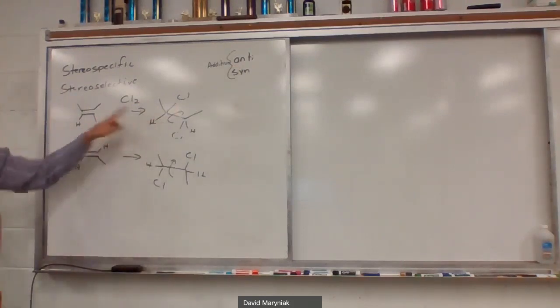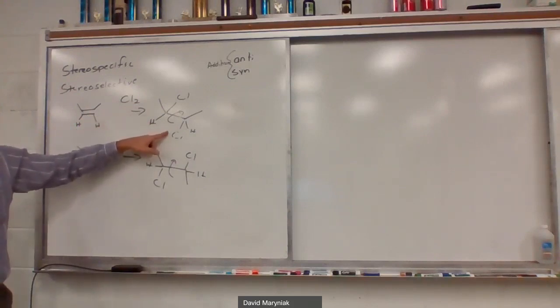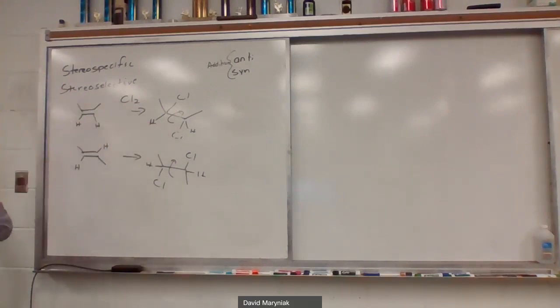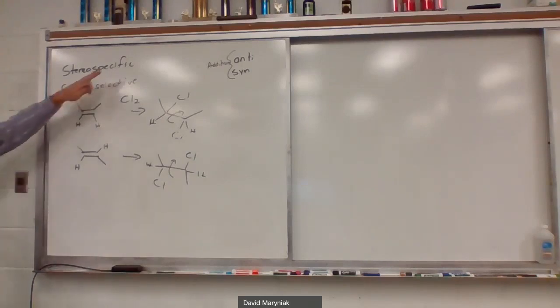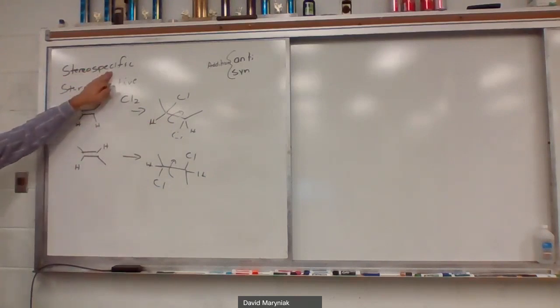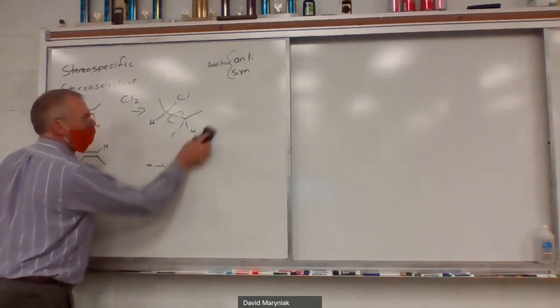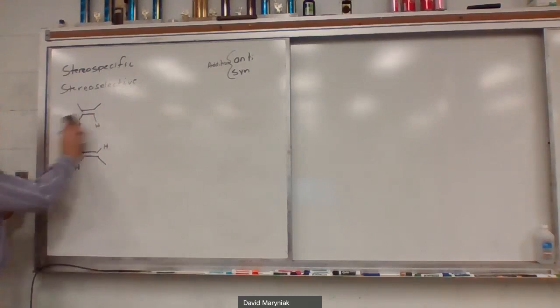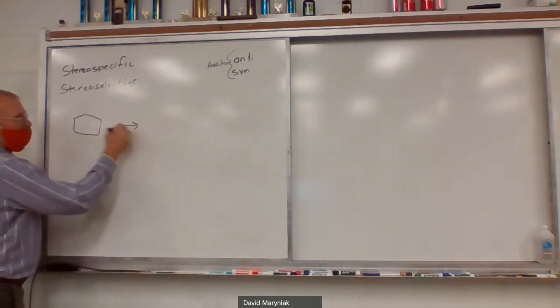If it occurred some anti and some syn, but one or the other was favored, then the process would be stereoselective, meaning you get some of each, but you get a predominance of one over the other. But if you get one type of isomer from one isomer, then it's stereospecific. So where the example can be more full is if I go with that.